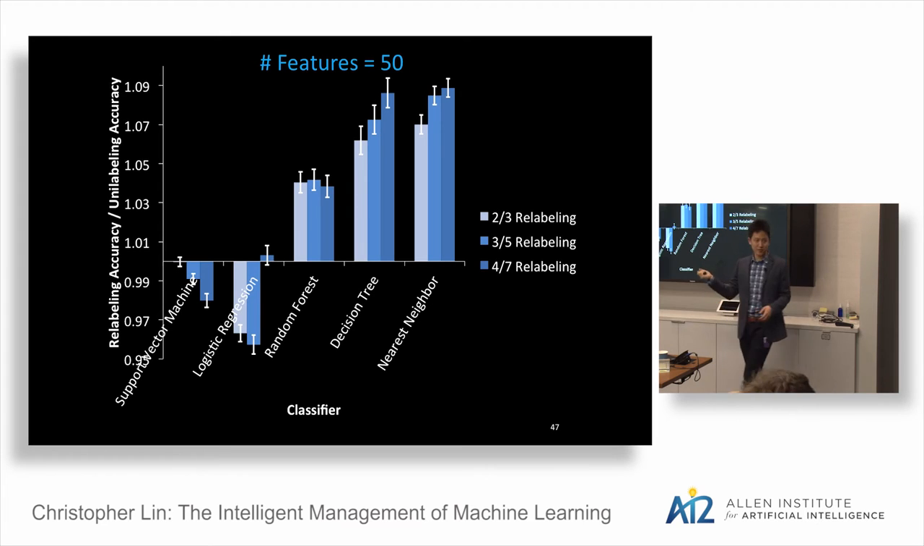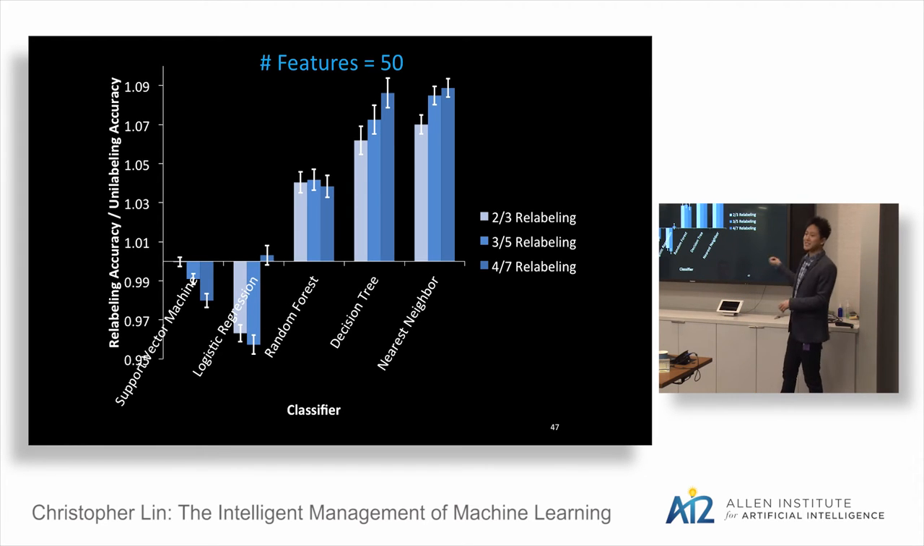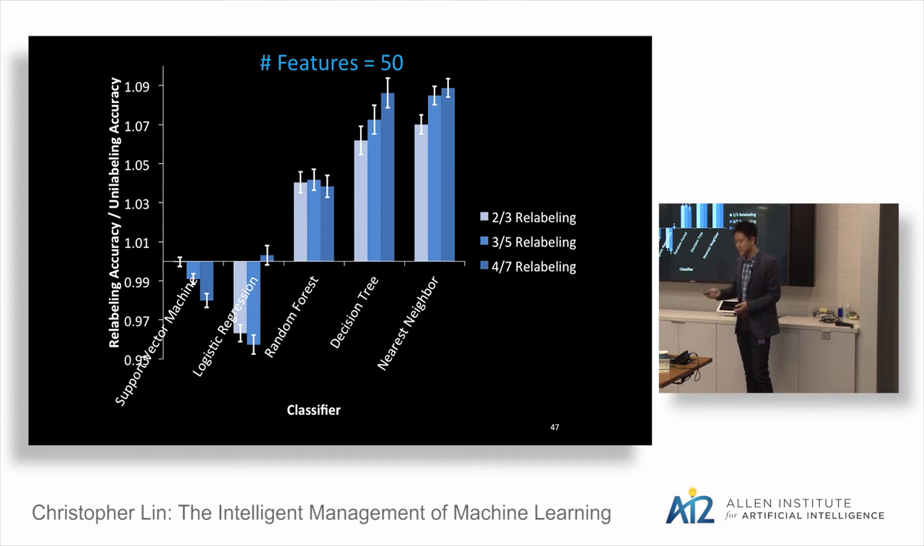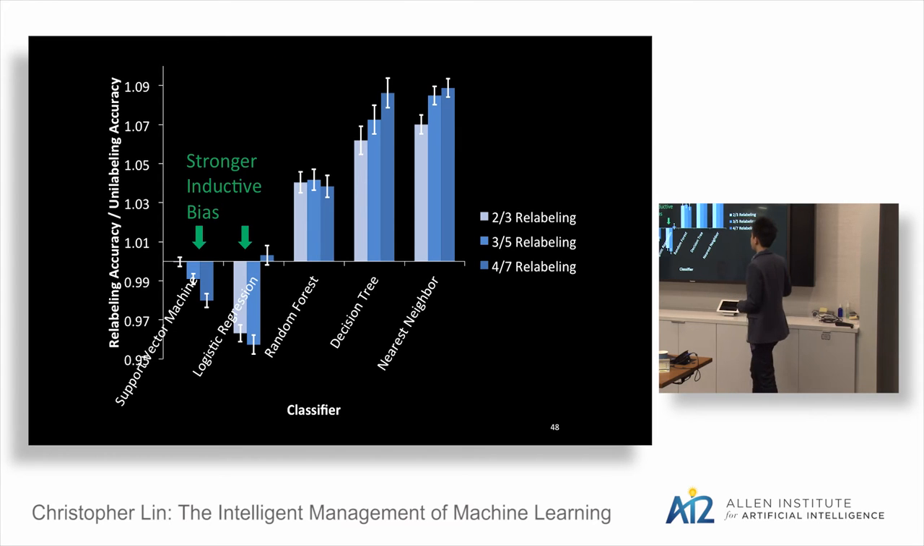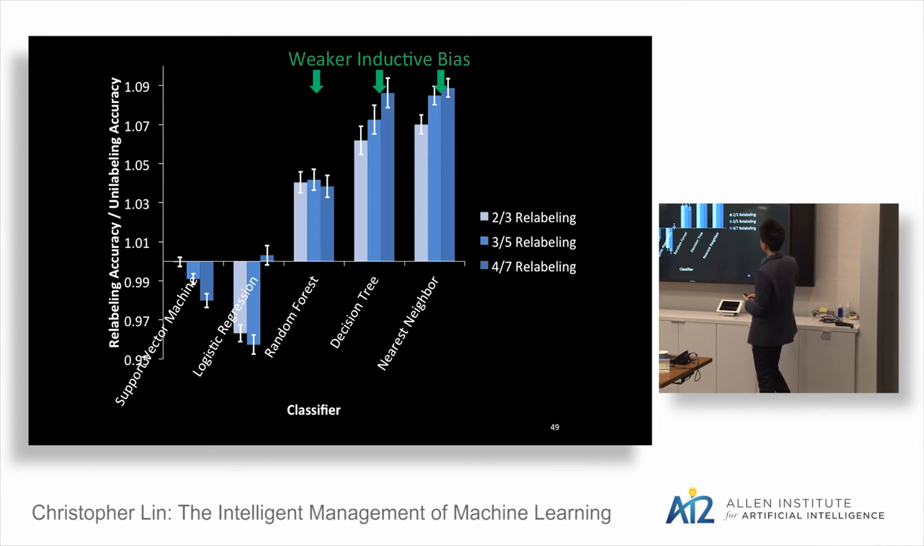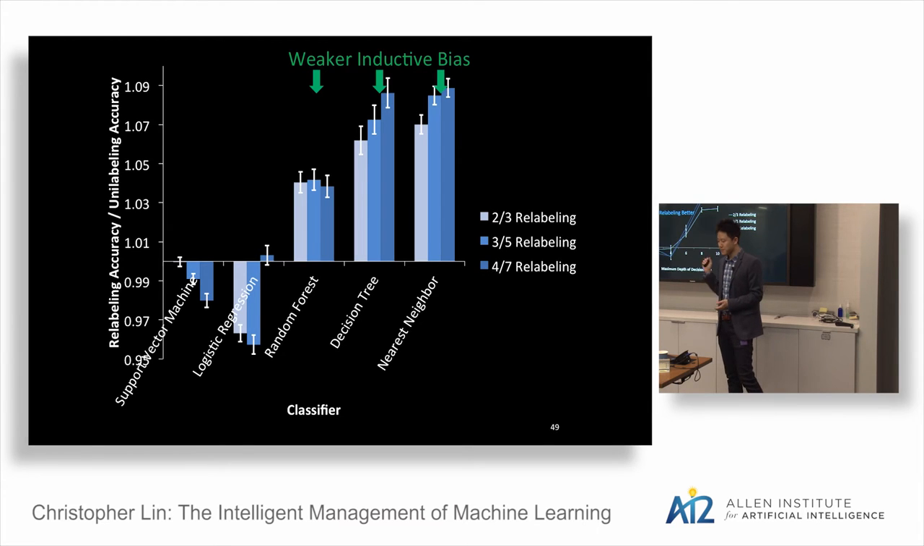So that was changing the number of features. Now we're going to change the classifier. Different classifiers have different expressiveness capabilities. We're going to fix the number of features to be 50. If you look at the left, you'll see that with support vector machines and with logistic regression, which are strong inductive bias classifiers, unilabeling does better. But with random forest, decision trees, and nearest neighbors, these classifiers have weaker inductive bias, and relabeling does better here. Basically, we see the same pattern.